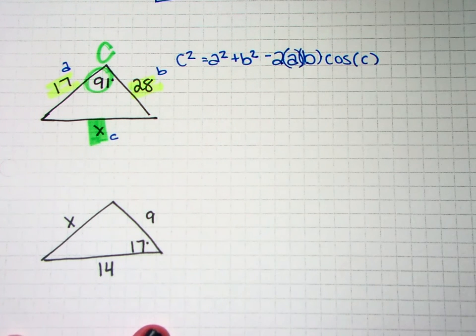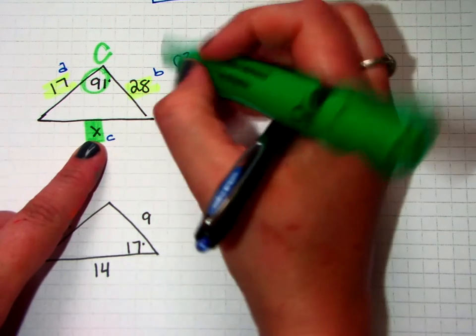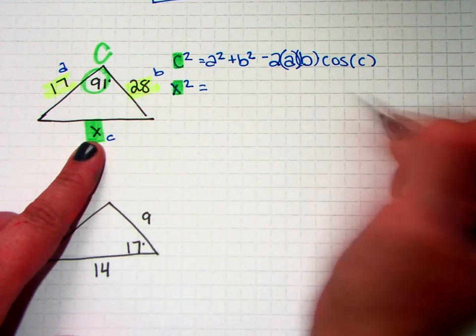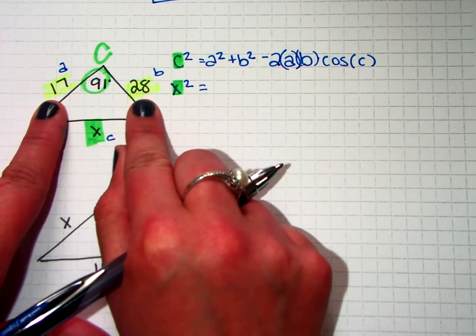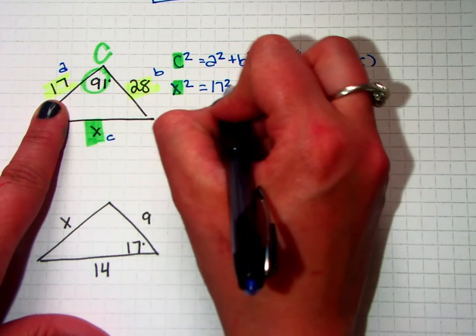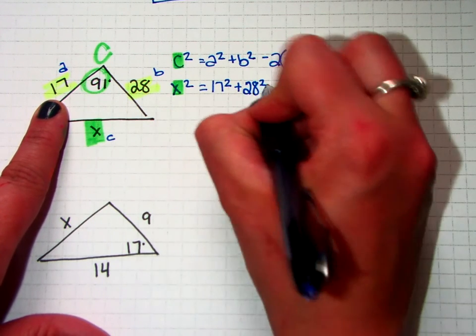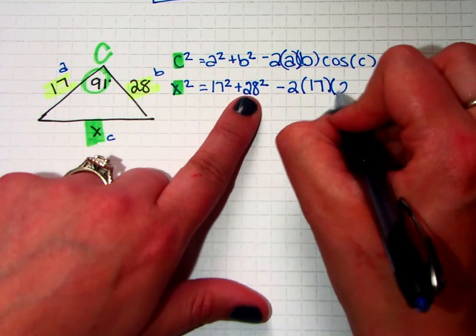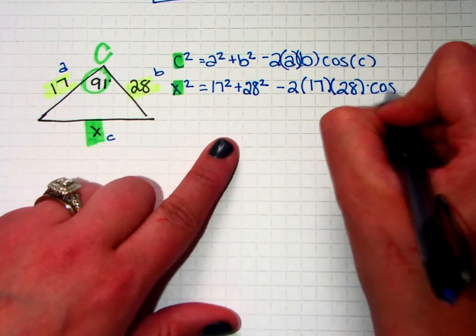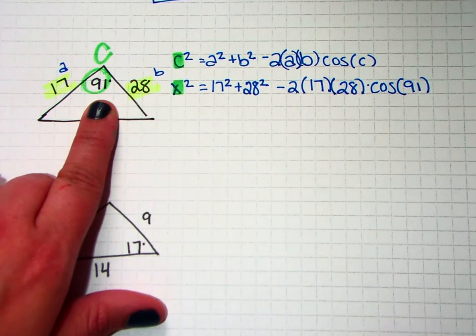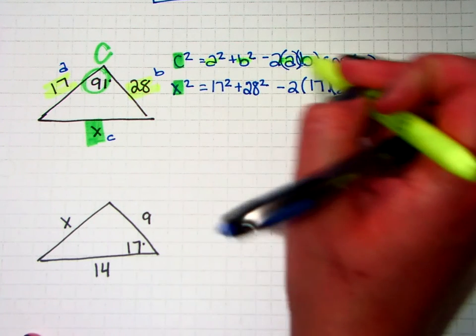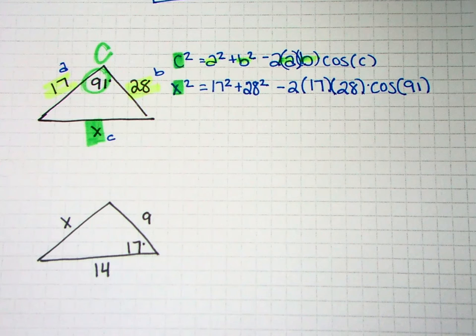Okay? Now I'm just going to substitute. My c value is just x, so x squared equals, a and b are interchangeable, so I'm going to have 17 squared plus 28 squared minus 2 times 17 times 28 times cosine of the angle, 91. So just remember these A and B values, they're just basically the other two sides you have left.